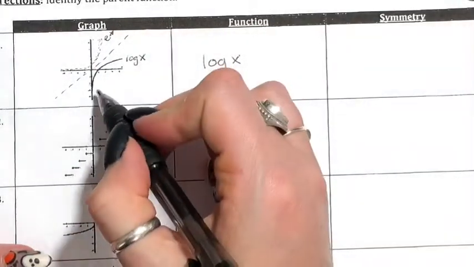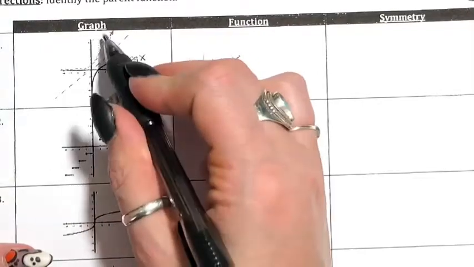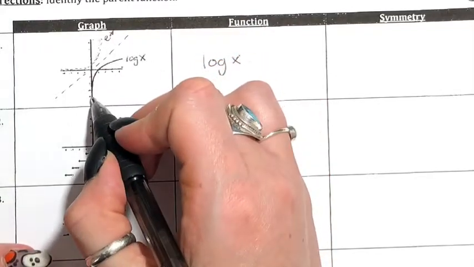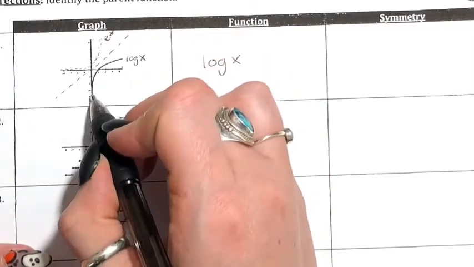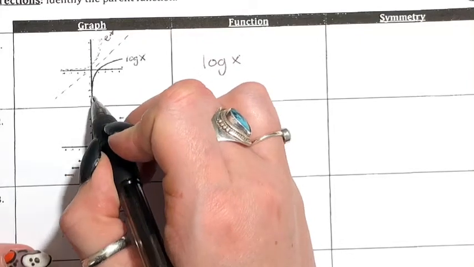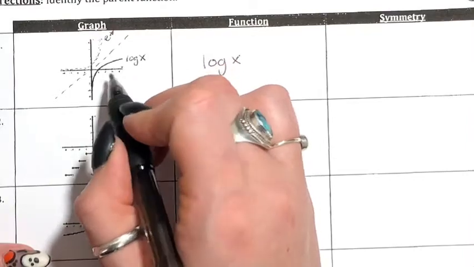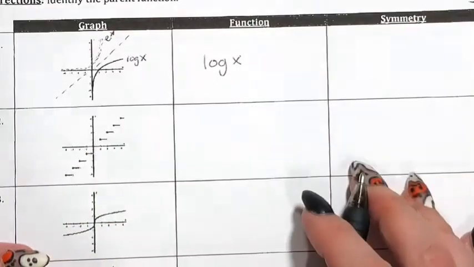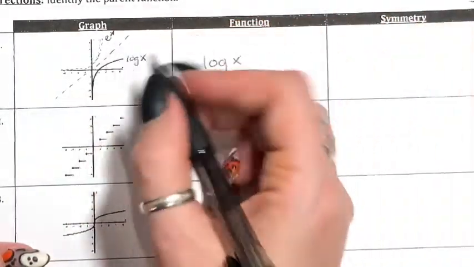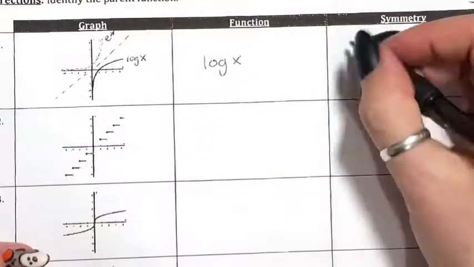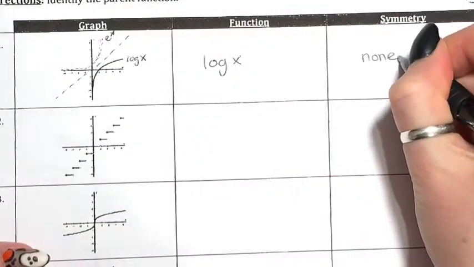So logarithms, we're going to spend a whole unit on logarithms and exponentials. They are backwards of exponentials, so they start really steep. So we're almost vertical here, and then it's going to slow down to where it's almost flat. So symmetry on this one, we can't rotate it, we can't mirror it, so there's none on this one.